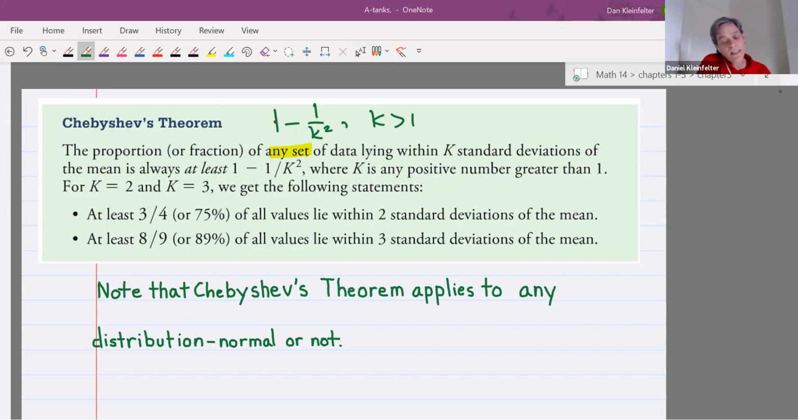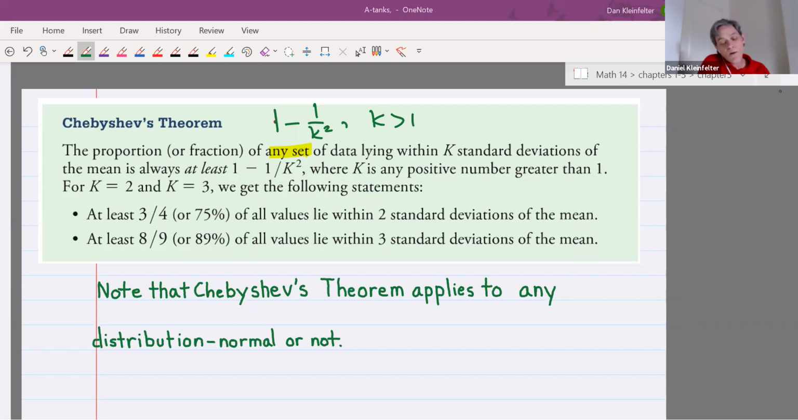And the statement of the theorem goes like this: the proportion or fraction of any set of data lying within k standard deviations of the mean is always at least, that is, it could be more, it's always at least 1 minus 1 over k squared, where k is any positive number greater than 1, like 2 or 3 or 4.